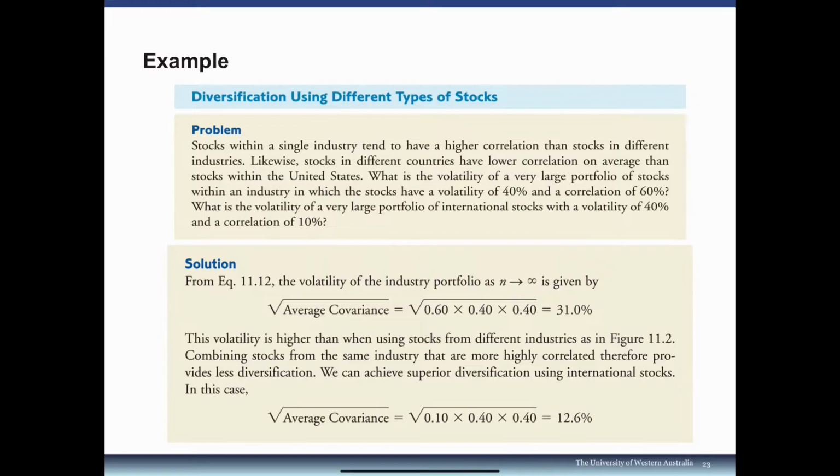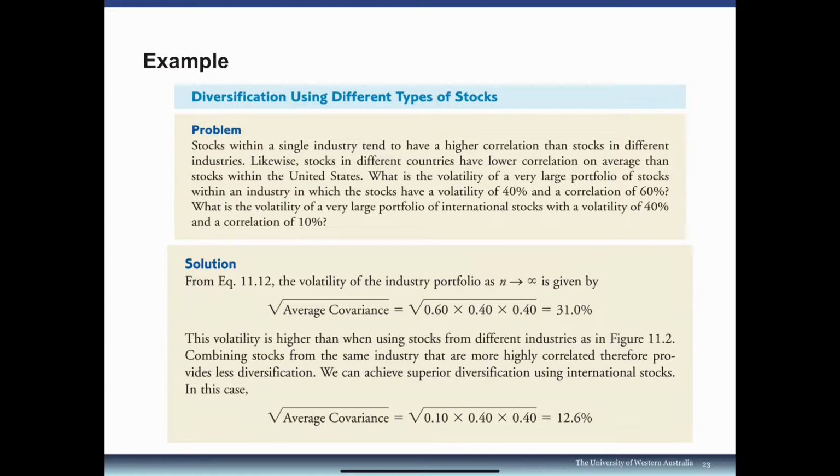So here is a numerical example. What's the volatility of a very large portfolio of stocks within an industry in which the stocks have a volatility of 40% and a correlation of 60%? And what is the volatility of a very large portfolio of international stocks with a volatility of 40% and a correlation of 10%?